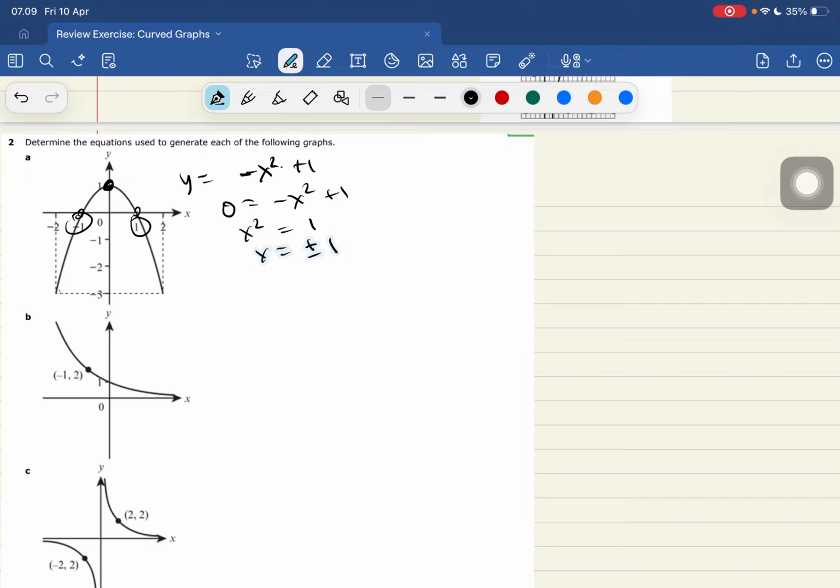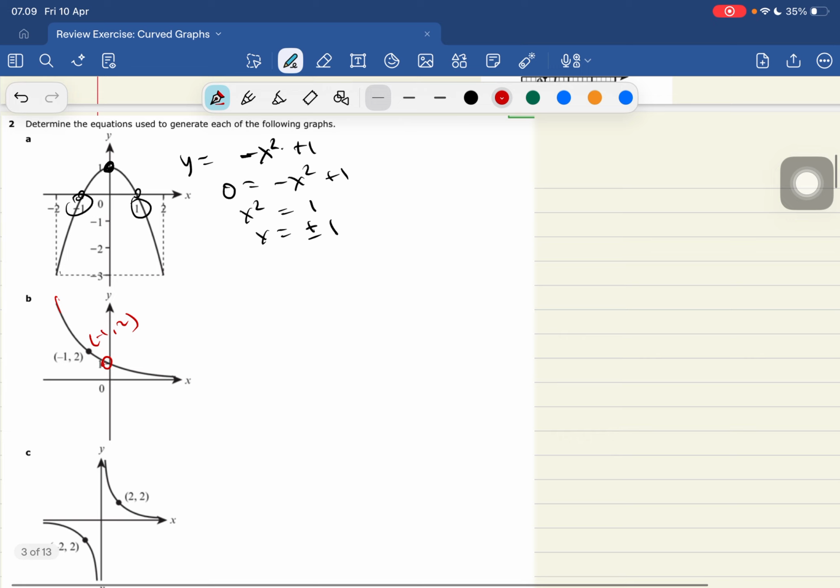Next, for B. Look at the points. We have negative 1, 2, and it cuts at 1. If we are going from up to down, the power is going to be negative, so y equals a number to the power of negative x. If x equals 1, we can make it negative 1, and here is going to be 2. What number should it be? So it's going to be 2 equals x. Okay, it's going to be 1.